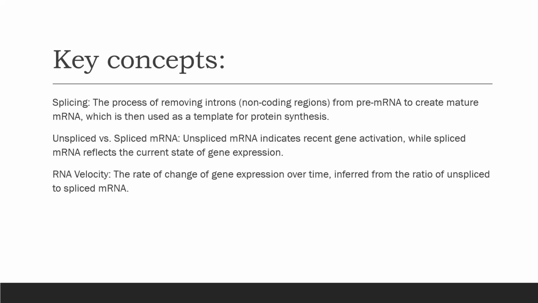Unspliced versus spliced mRNA. Unspliced mRNA indicates recent gene activation if there are changes. So when you are studying cancer, we need to see if there have been changes or not. With this velocity pattern, we can study that. While spliced mRNA reflects the current state of gene expression, so we can compare both of them. RNA velocity is the rate of change of expression over time, inferred from the ratio of unspliced to spliced mRNA.